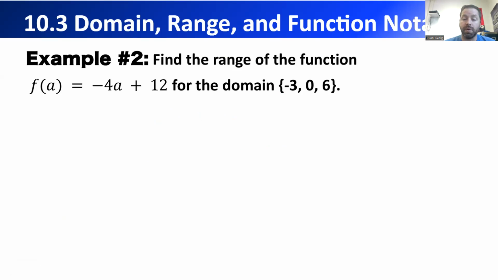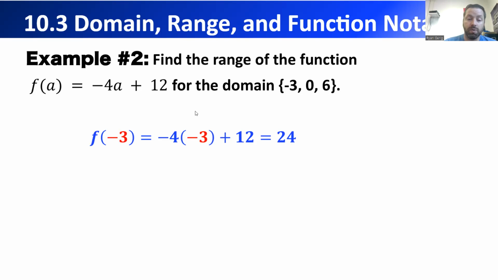And if you understand the vocabulary here, it's not too hard what I'm asking you to do. Domain means x values. So I'm putting in negative 3 for my independent variable, which in this case is not x, but it's a. So these three numbers here represent my a values. So f of negative 3 would be negative 4 times negative 3 plus 12. Well, negative 4 times negative 3 is 12, plus 12 is 24.